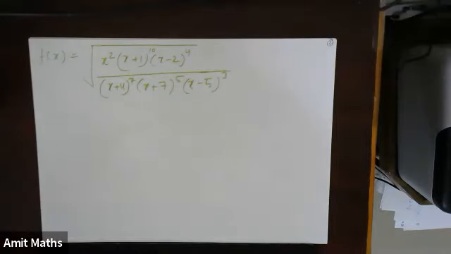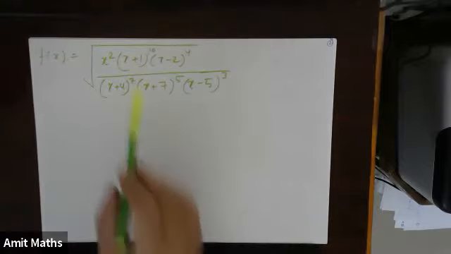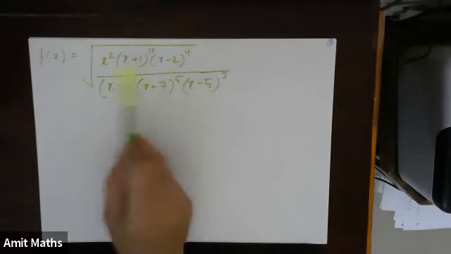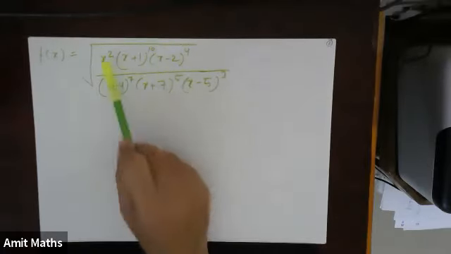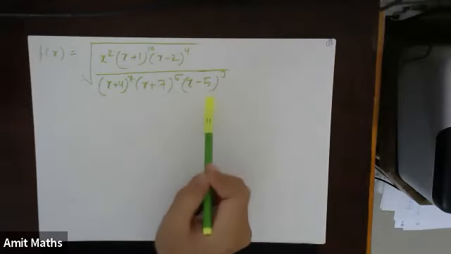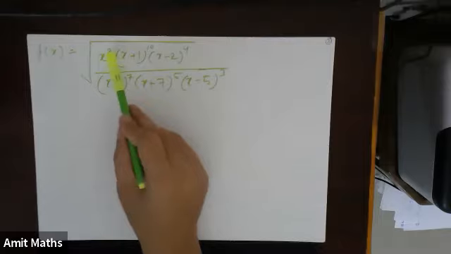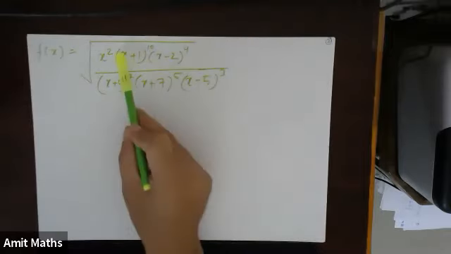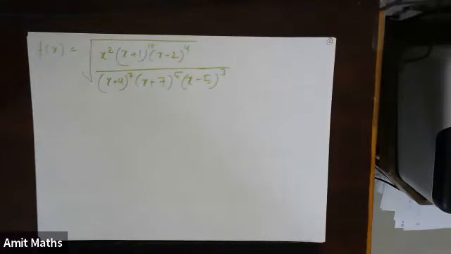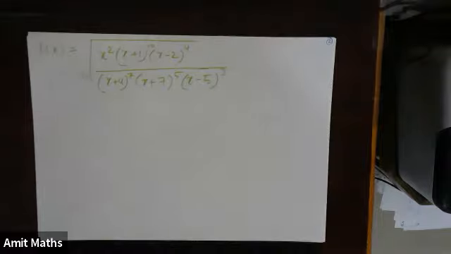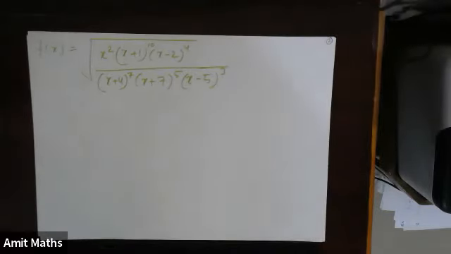Now, in the previous questions, whatever the factors were, they had only the power 1. And there was no factor which was divided, right? In this question, we have different powers to these factors, and some of the factors are also divided. You have to find the domain of this function. Tell me what will be the domain.